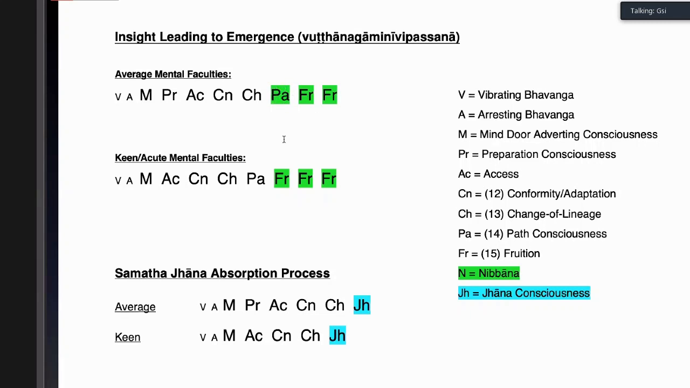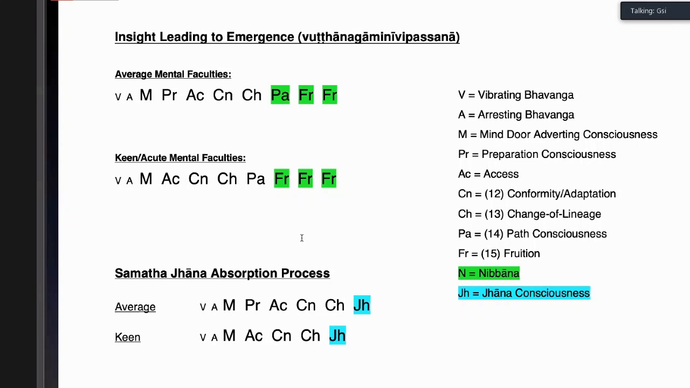So path consciousness here eradicates the defilements. Here also is path consciousness, which I forgot to label in green. Whether average mental faculty or keen mental faculty, it doesn't matter here. It's just that one thing is missing: the PR, the preparation consciousness, is missing here. So it does not matter. What I'm trying to show you here is that entering into jhana and entering into enlightenment, path and fruition, are very similar, in the sense that the consciousnesses are similar.